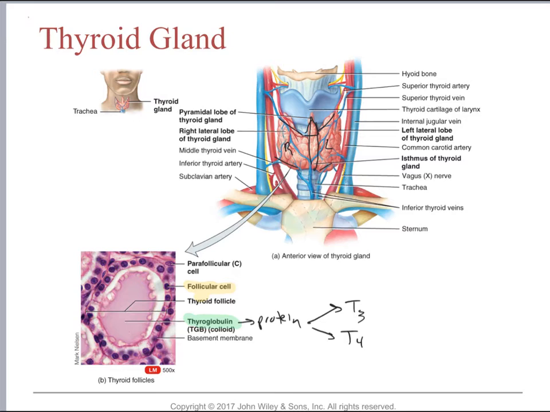Now the next cell we're going to look at are the cells in between our follicles called parafollicular cells. Now these parafollicular cells, we'll highlight them in blue, are going to be making another hormone called calcitonin. And again, we'll talk about exactly what they do in a little bit.